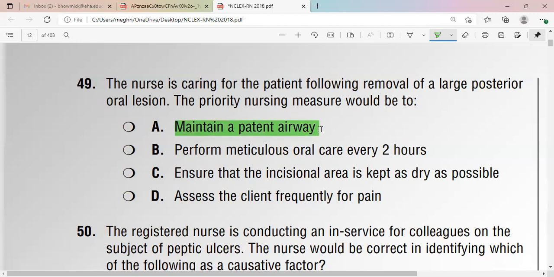This is very important. Maintaining a patient's airway is paramount in the post-operative period. This is the first priority: checking the airway and seeing whether the breathing is okay or not. So this is the priority of nursing care. Answers B, C, and D are applicable, but are not the priorities.